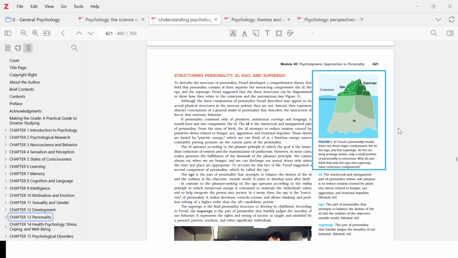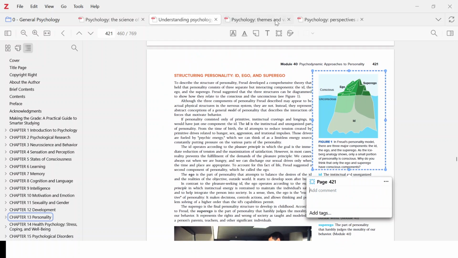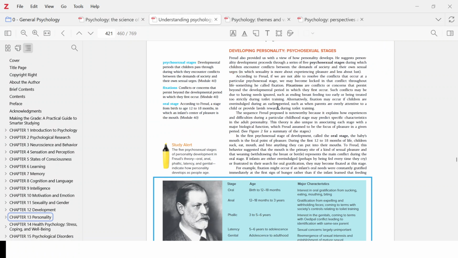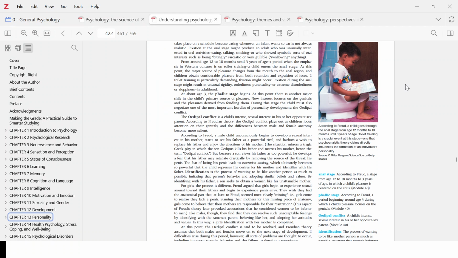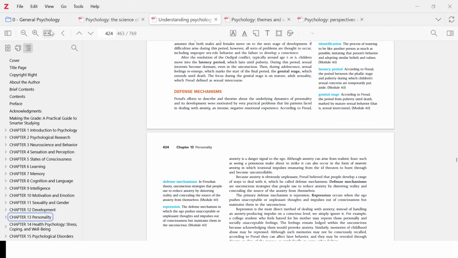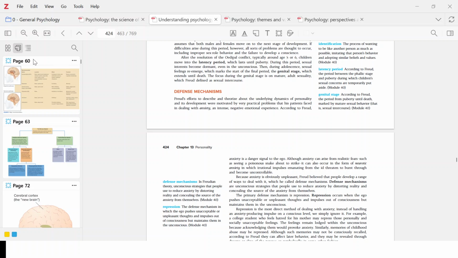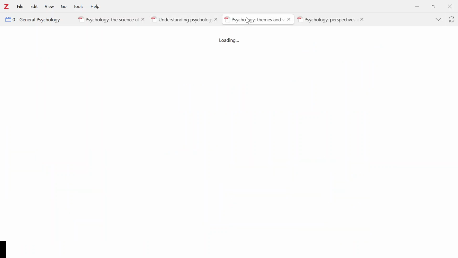This diagram looks good, so I just screenshot it. This is the icon you use to screenshot. I can move downwards as well. There is a diagram, a table summary of psychosexual developmental stages. This looks good as well. I will screenshot this for later use. All of this content that I have captured is shown on the left side, as you can see. Now let me move on to the third book.